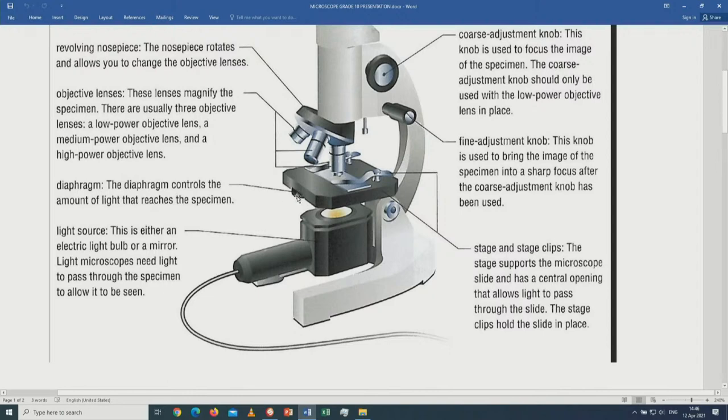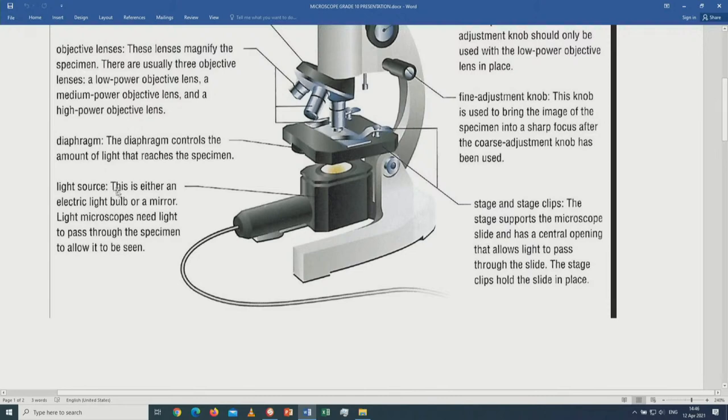And then we have a part here which is called the diaphragm. The function of the diaphragm is to control the amount of light that reaches the specimen. A diaphragm works like a door. If you want a lot of light to enter, you open the door wide. But if you want less light to enter, you close it a little bit. And then from there we have the light source for providing us with light.